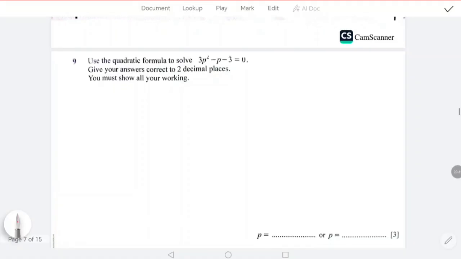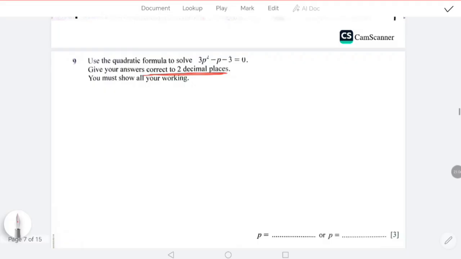This one, use the quadratic formula to solve this equation. And even if they didn't say use the quadratic formula, when you see "corrected to the decimal places," it means the answers have more than 2 decimal places, so it's difficult to factorize. So don't waste your time to factorize, because you cannot factorize this one. Even if they didn't say so, you have to use the quadratic formula.